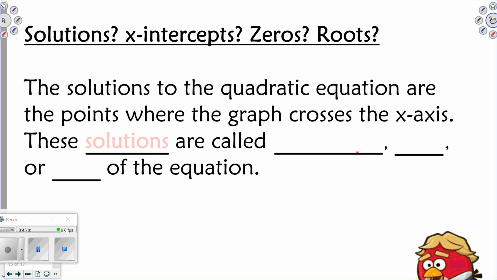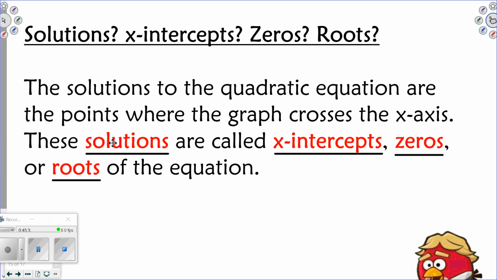So these solutions are called x-intercepts, depending on what teacher you're talking to, right? X-intercept is where it's crossing the x-axis. They are referred to as zeros because what's the value there? What's the y value at those points? The y value is 0 because it's not up or down at all. Or the roots of the equation.